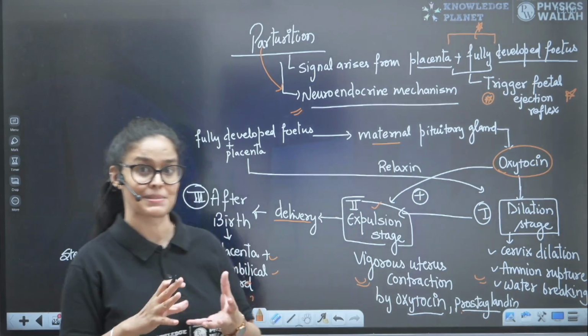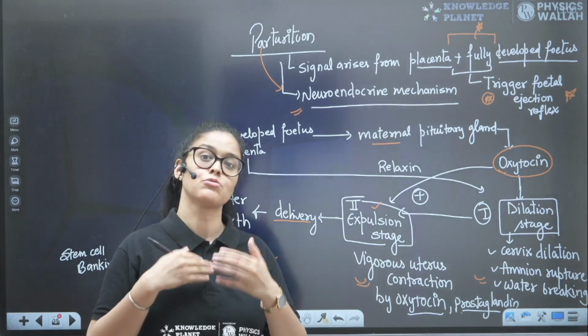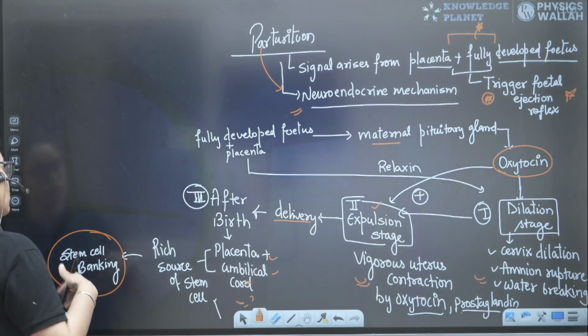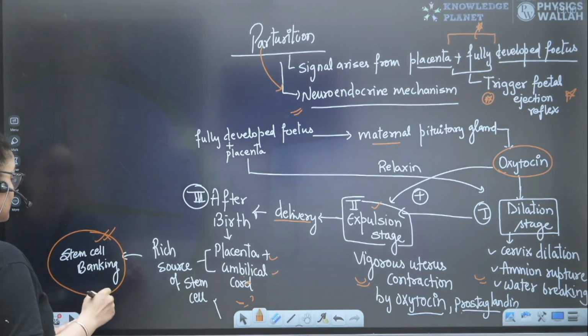After birth, the placenta and umbilical cord which come out are a rich source of stem cells. Stem cells have the ability to regenerate themselves, right? To regenerate a whole organ, the whole organism. So stem cell banking is done with them.